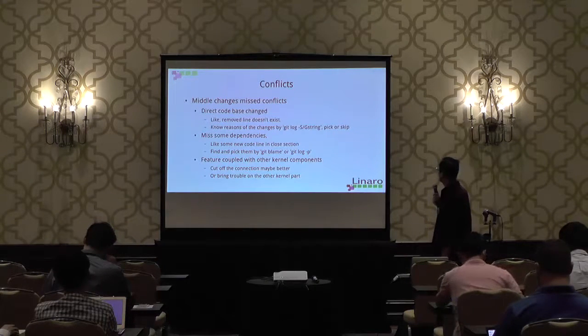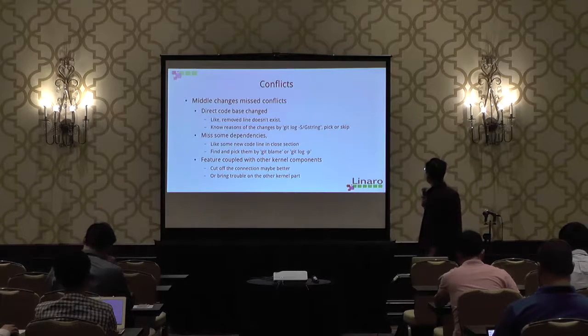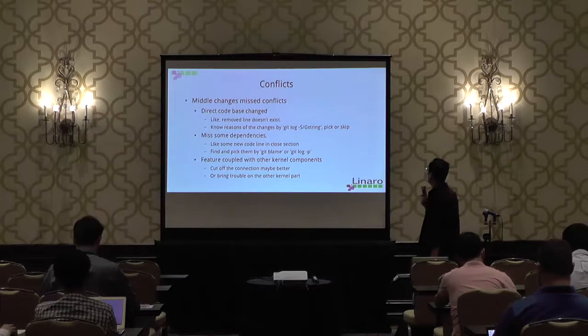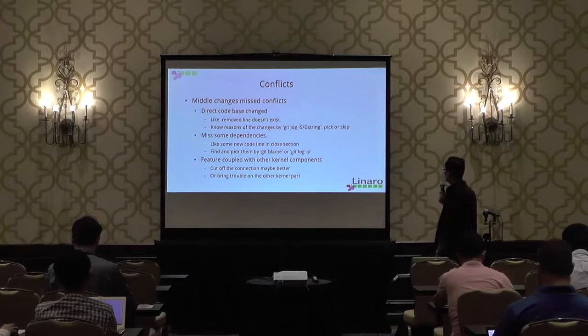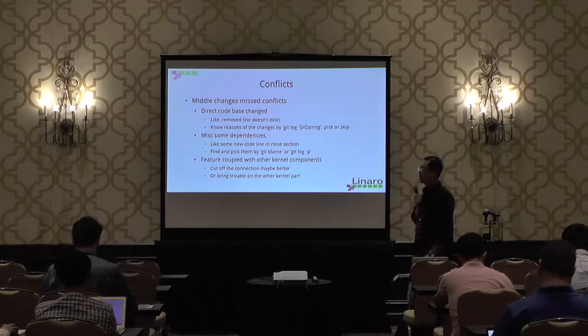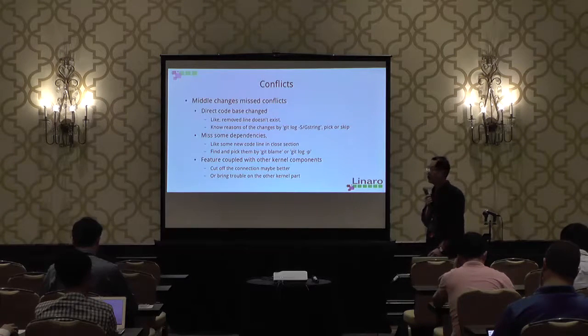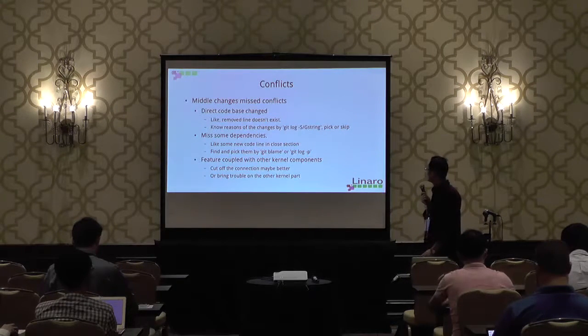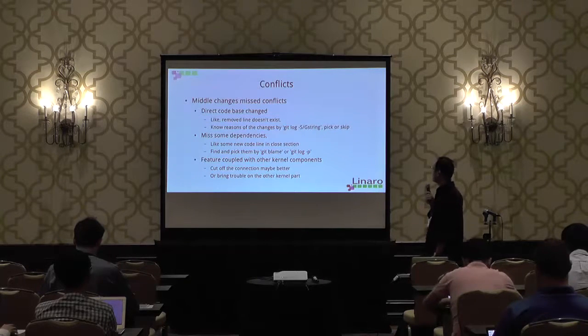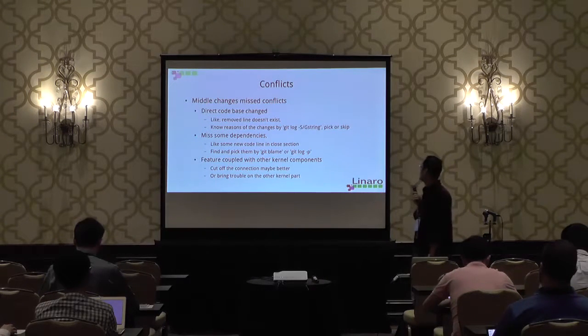For this type, you can use the command git log -S or -G followed by the changed string. You can see which commit made this change, and look into the commit log to decide if this is a commit you want or one that needs to be dropped. The second type of conflict is that there may be some dependency missing.